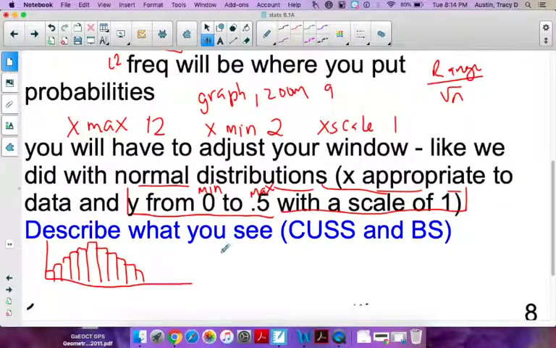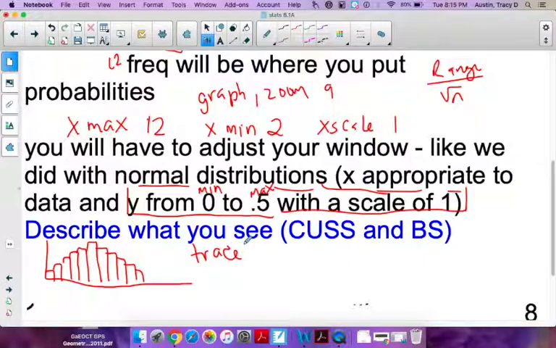You can hit trace in your calculator and then move the arrows left and right, and it'll actually tell you what the numbers are in your bins. Since sometimes you can't see the x-axis when you do this, it'll tell you what the probability is and what the bin is, what each of your outcomes is, as you trace left and right. So you should be able to describe the center. Obviously, there are no unusual features. It's perfectly symmetric.